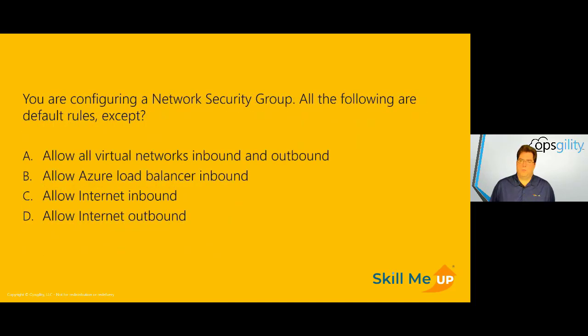All right, next one. You're configuring a network security group. All of the following are default rules except. So now you know why I went into the portal to show you that last rule that I couldn't remember. So is it allow all virtual network inbound and outbound, allow Azure Load Balancer inbound, allow internet inbound, or allow internet outbound?